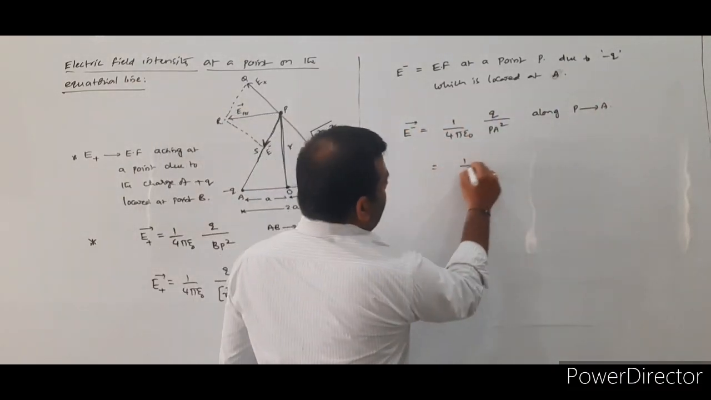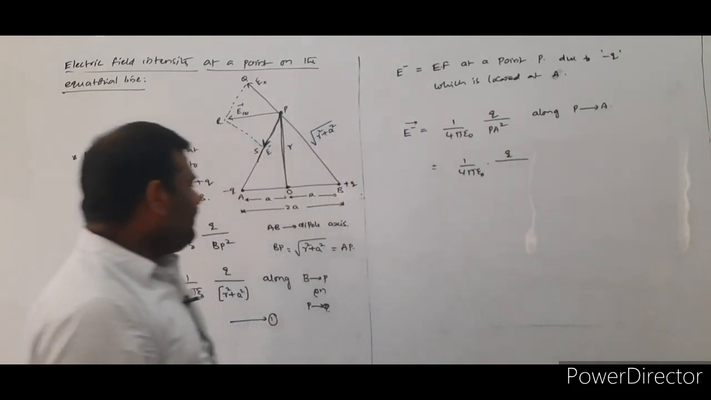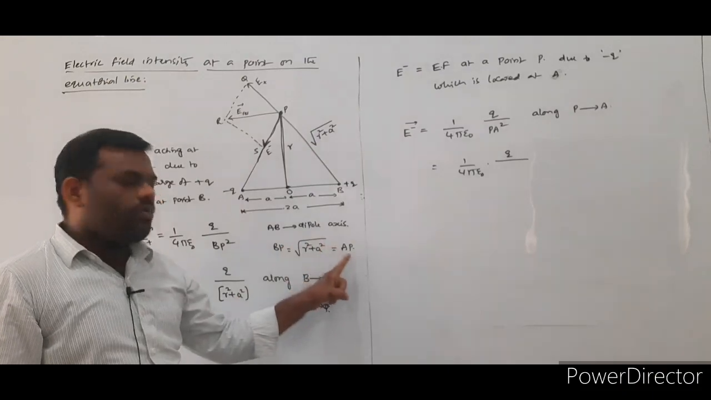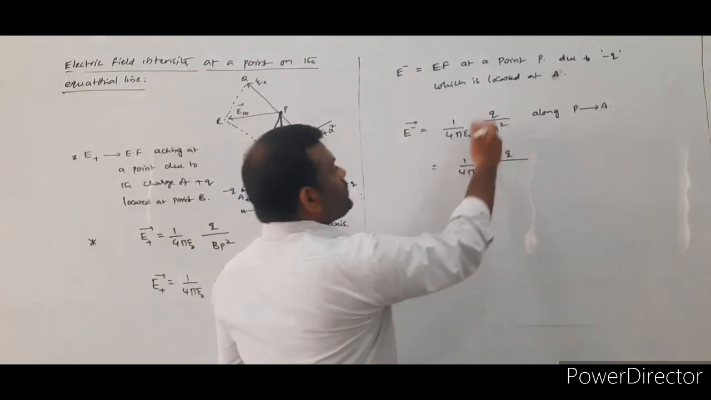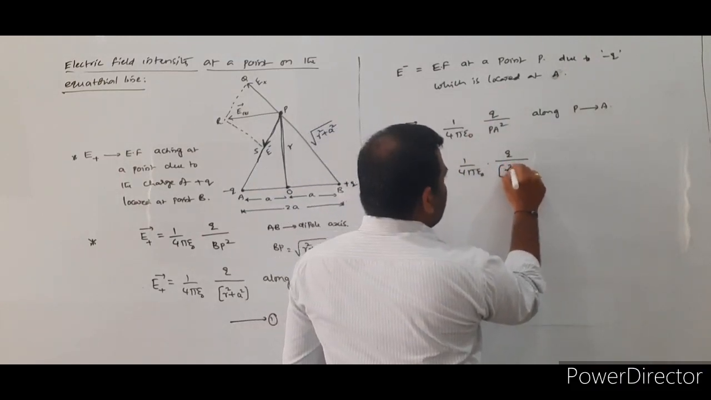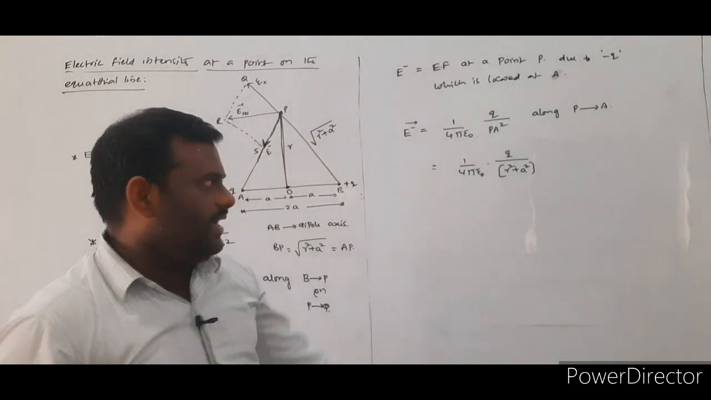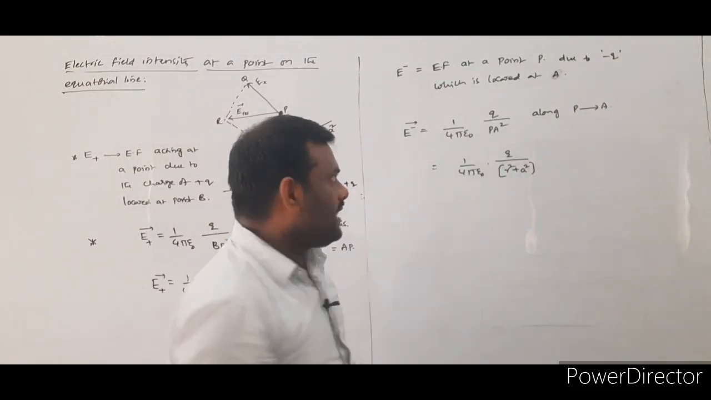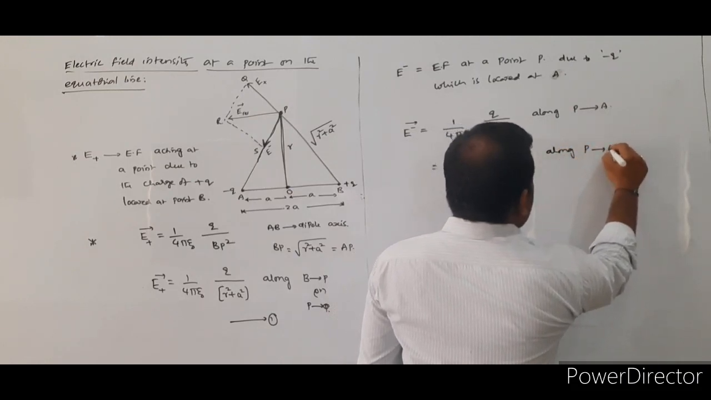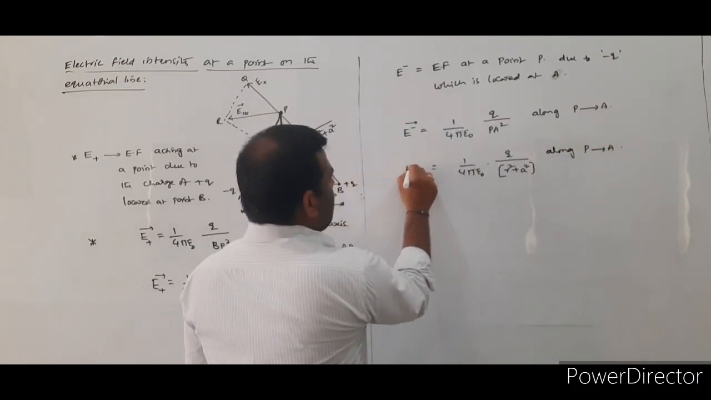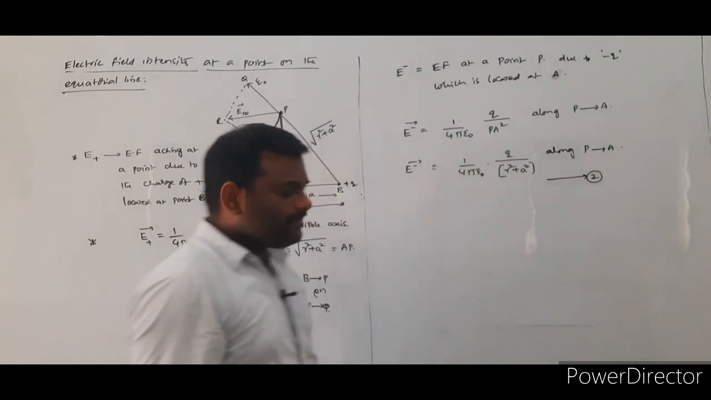Therefore, 1 by 4 pi epsilon naught, magnitude of the charge will be q. Already we wrote here, BP value is equal to AP value is equal to under root of r square plus a square. So here a square will be there. So again its value is equal to 1 by 4 pi epsilon naught q by r square plus a square, which is acting along P to A only. Let it be equation number 2.